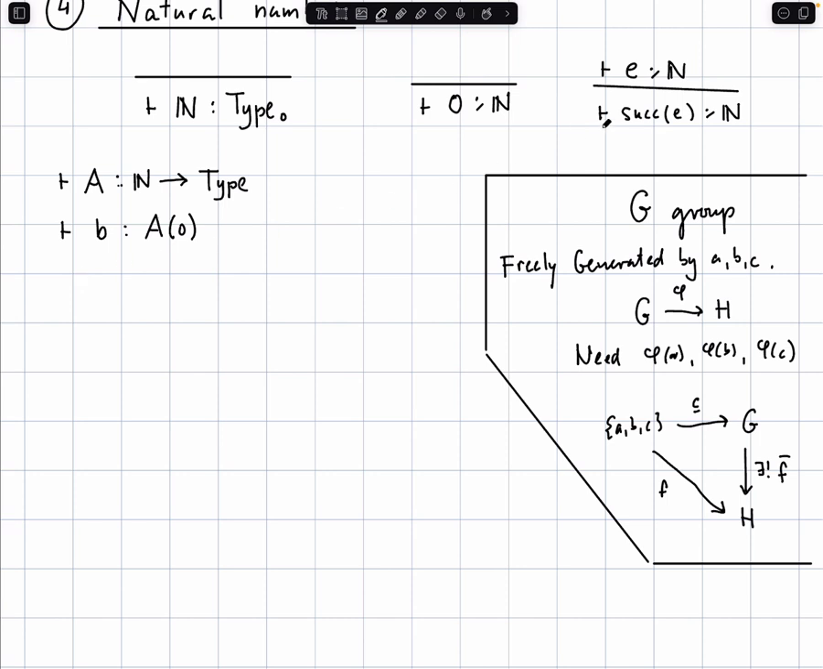Well, successor has to work like this. I have to say, okay, given any natural number x, and suppose I have an element y in A of x, I can create some new element, let's call it i for induction step, which may depend on the x and the y.